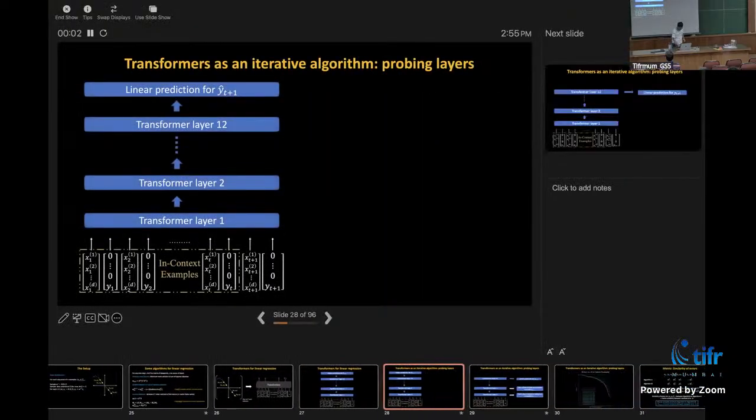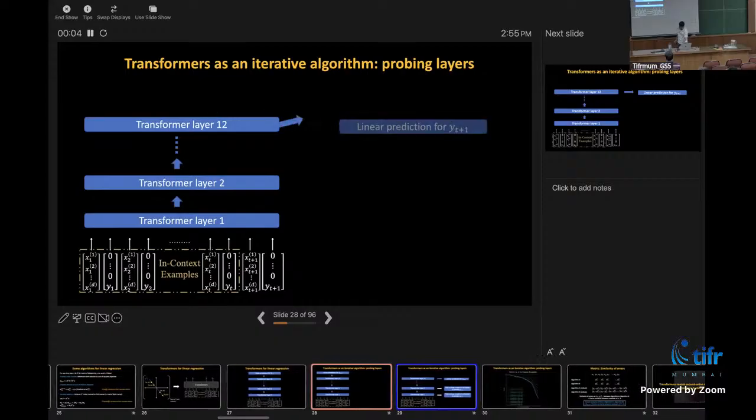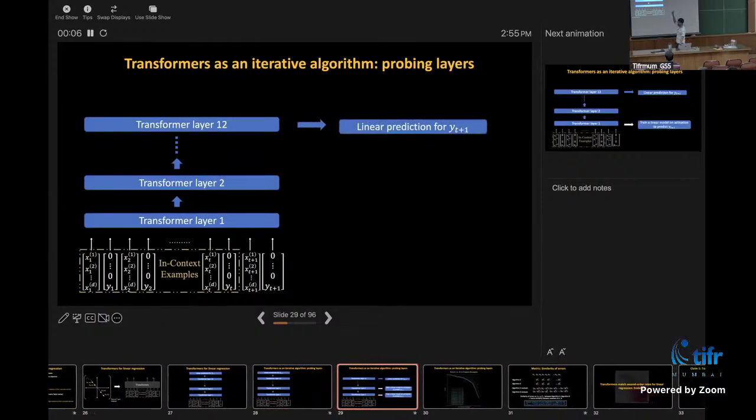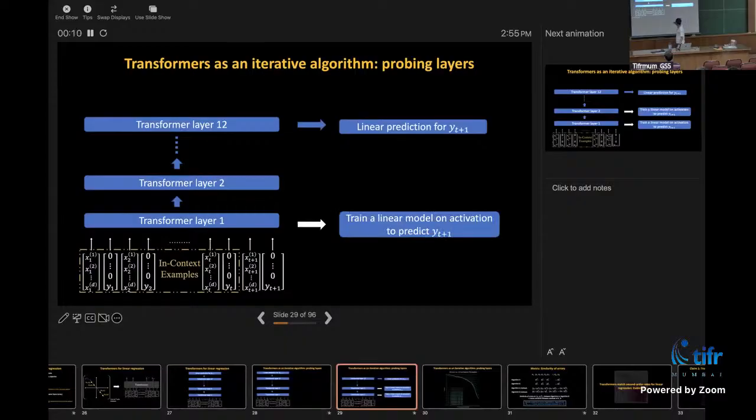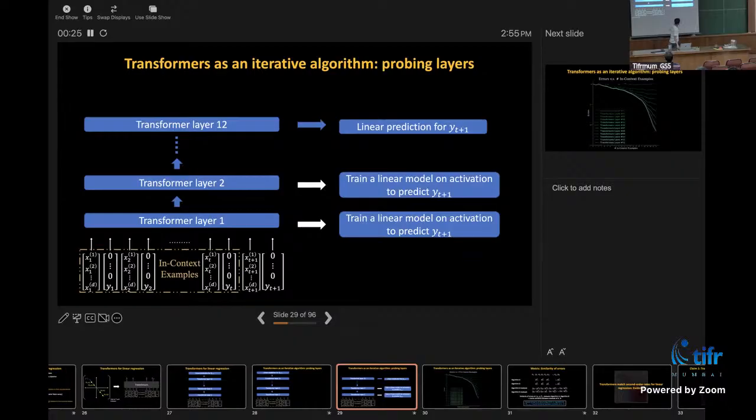Okay, good. I think we can resume now. So the final prediction is given by this linear predictor on the final layer. But we can also train these predictors on any intermediate layer. For example, we could train a linear predictor on top of the first layer's activation to figure out the first layer's estimate of the answer. Similarly, we could train a linear predictor on the second layer's activation to figure out that layer's estimate of the answer.